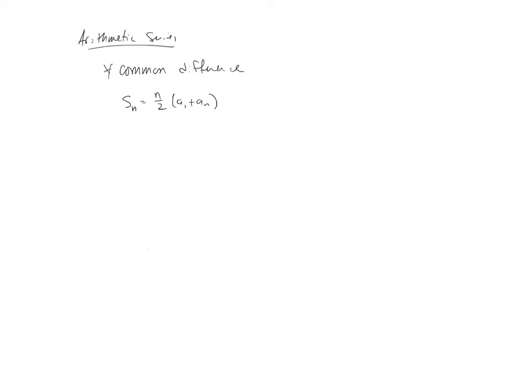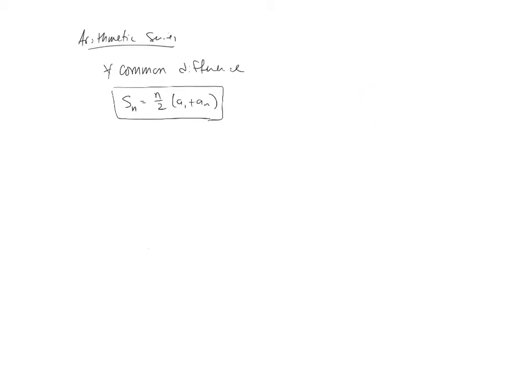where the n represents the number of terms, the a sub 1 represents the first term, and the a sub n represents the last term. Now that a sub n representing the last term might be a little bit hard to understand initially, but if you think about it, if there are 12 terms, then a sub 12 would just be the last term. So a sub n would be the last term, a sub 1 would be the first term, and n would be the number of terms.